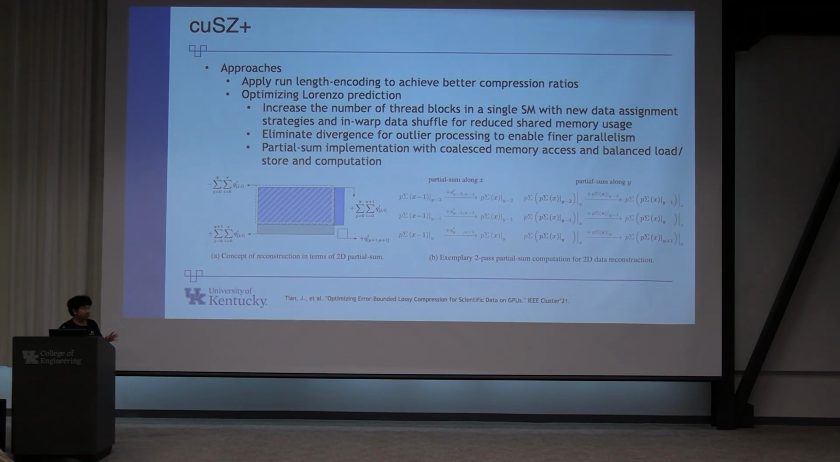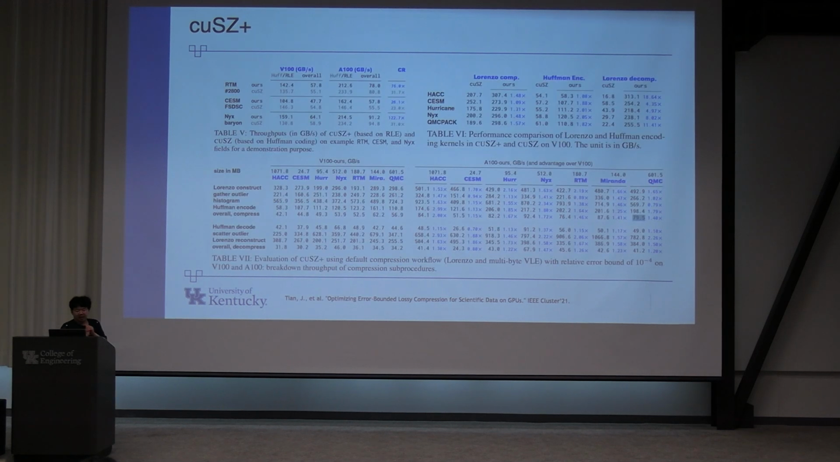And at last, we reformulate the Lorenzo prediction as a prefix sum operation. And then we implement it with coalesced memory access and balanced load, store, and computation. So in this case, it can deliver higher performance during the decompression stage compared with the QSA. And this figure just shows the improvement we have made compared with the original QSA.